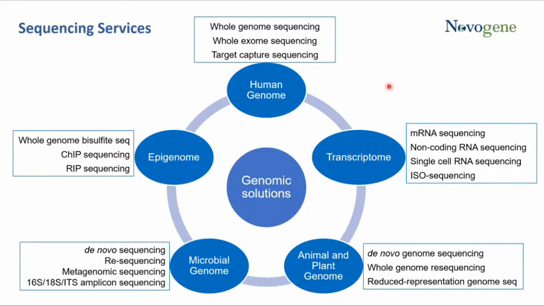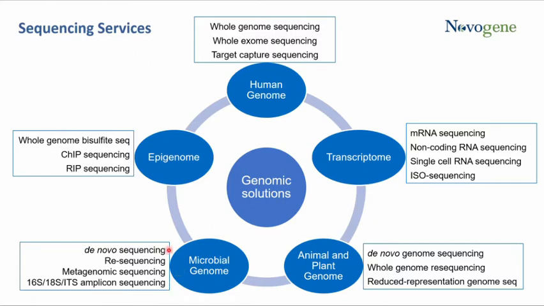In terms of our service portfolio, we have a large portfolio that covers almost all aspects of next generation sequencing. This slide highlights the key services that we provide. For human genome sequencing, we do whole genome sequencing, whole exome sequencing, and target capture sequencing. For epigenetics, we do whole genome bisulfite sequencing, ChIP sequencing, and RIP sequencing. If you work on microbial sequencing, we have a lot of experience in amplicon sequencing and shotgun metagenomics for microbiome analysis.